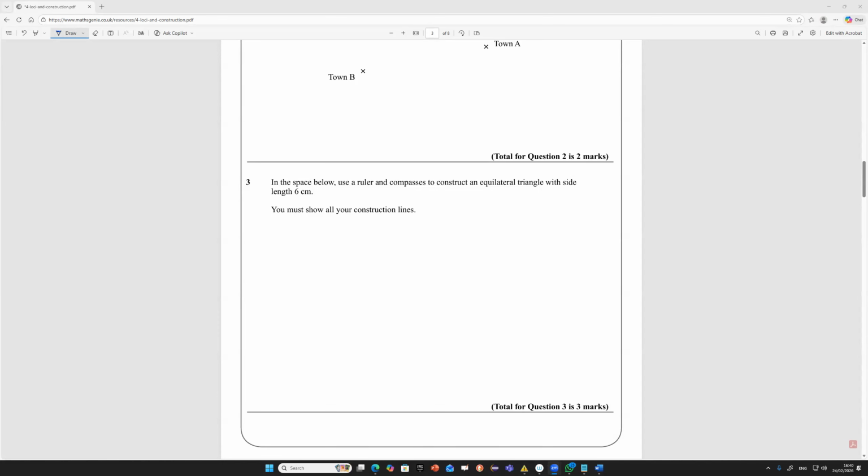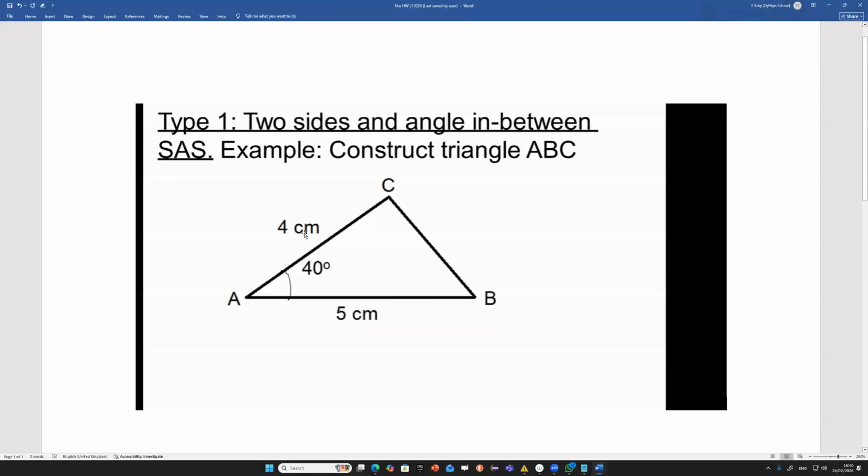So we'll start with SAS triangles. That obviously stands for side, angle, side. We'll do this as an example. We want to construct the triangle ABC. So we put that onto my main screen here. We've got this triangle here, and we want to construct it.